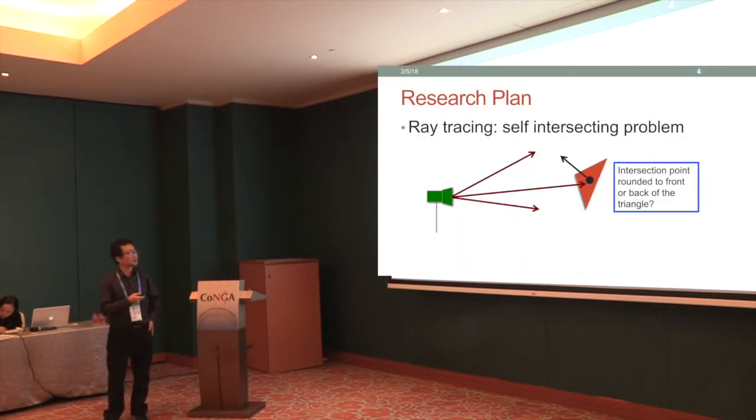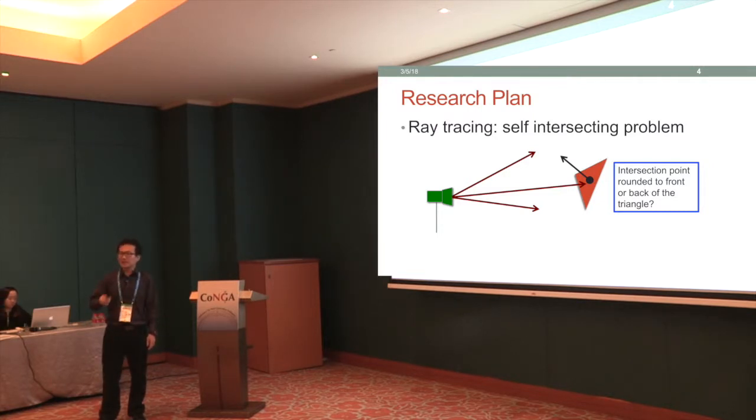The self-intersecting problem is very common in ray tracing, where we try to find intersections between rays and the objects. Because very likely we can't represent the points exactly in number, it will either round up or round down. If the point is rounded to the back of the surface, the secondary rays cast from the same point will intersect with the surface itself, and that will cause shadow problems. That is not desired in ray tracing.